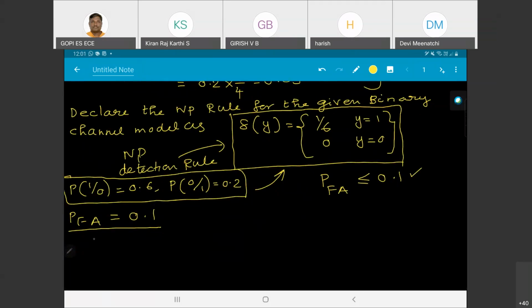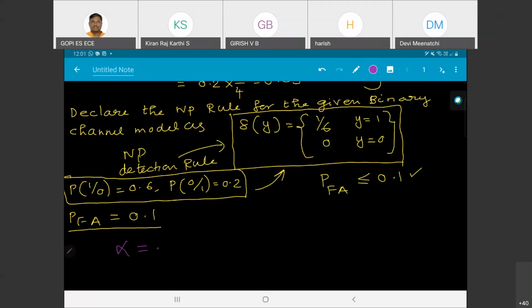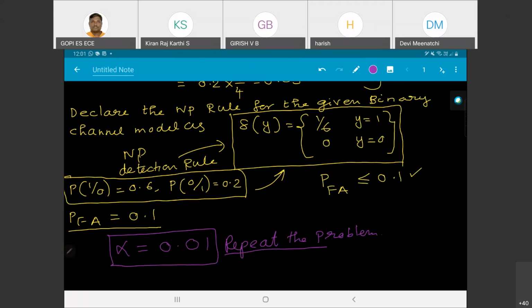Can you repeat this for a probability of false alarm alpha value? Repeat this problem for alpha equal to 0.01, and quickly. I'll give you 2 minutes.